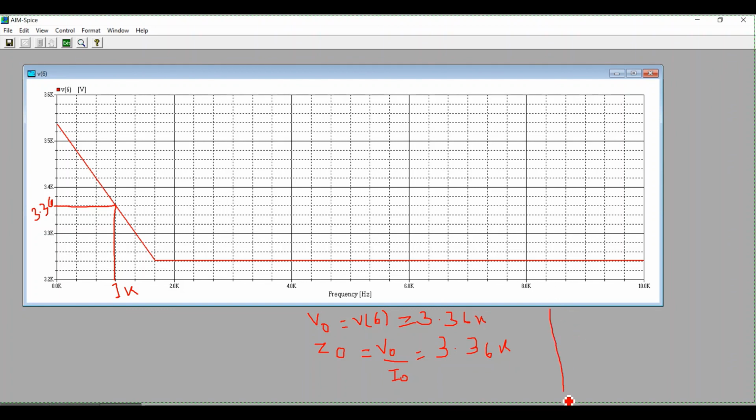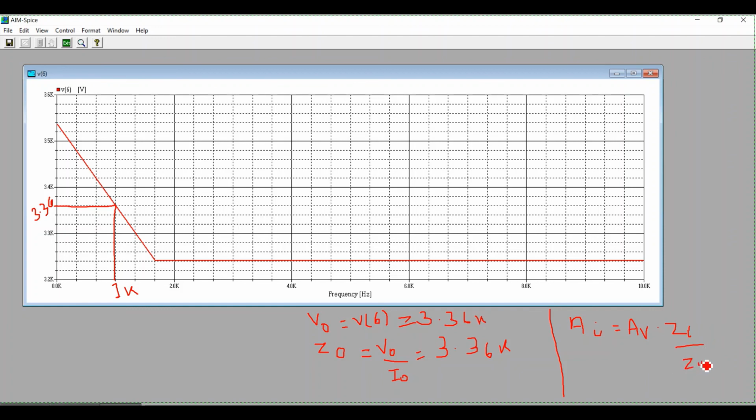After we are done with this, we have found out 3 parameters: voltage gain, input impedance and output impedance. But we need to find out the current gain also. So there's no need to draw the graph of current gain. We have the relation: current gain is equal to Av into Zi by Zo.